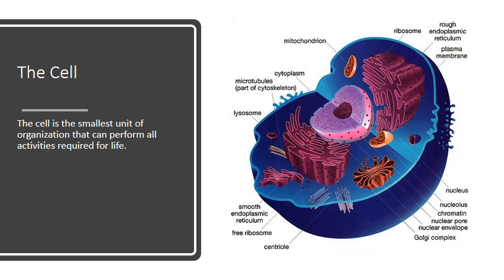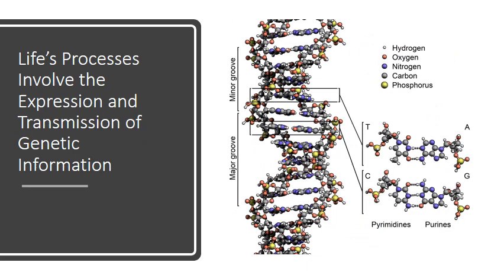Anyway, so the cell is the smallest unit of organization. And this is also what we're going to say for this class, and only this class. The cell is the smallest unit of life. We will argue about that again in an upper level course, but for this class at this time, the cell is the smallest unit of life. Whew, that's hard to say. All right, so that's the first core theme, organization.